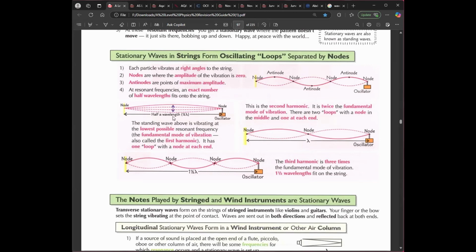It has the fundamental frequency associated to it. It is half of the wavelength. It has one antinode and two nodes. If you go beyond that to the second harmonic, so this was the first harmonic.